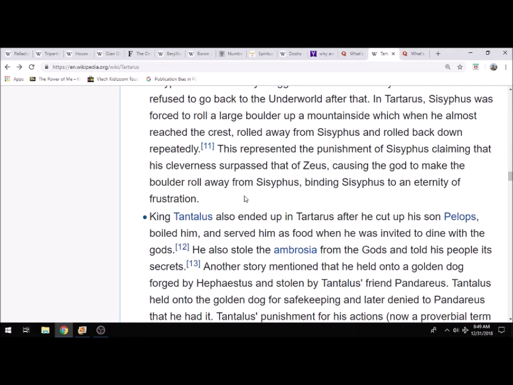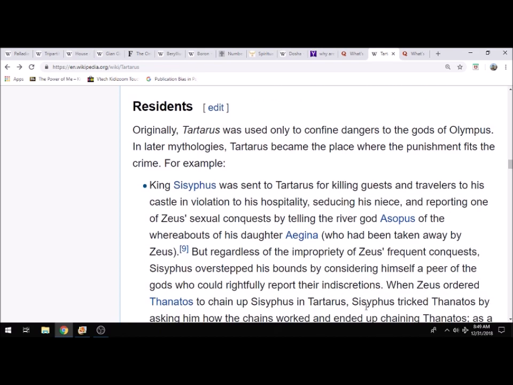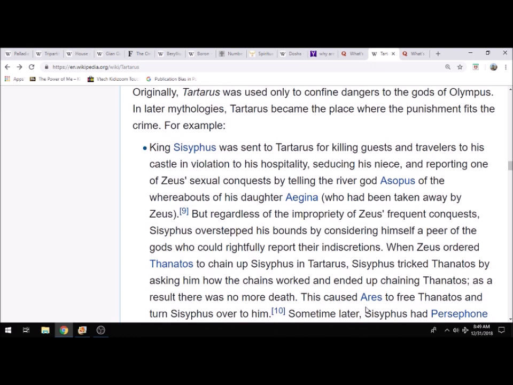Oh, we got Ambrosia coming in. Let's see. I scrolled ahead without even reading here. What was I going on about? Okay, where the punishment fits the crime. King Sisyphus was sent to Tartarus for killing guests and travelers to his castle in violation of hospitality, seducing his niece, and reporting one of Zeus's sexual conquests by telling the river god Asopus the whereabouts of his daughter Aegina, who had been taken away by Zeus. But regardless of the impropriety of Zeus's frequent conquests, Sisyphus overstepped his bounds by considering himself a peer of the gods who could rightfully report their indiscretions. When Zeus ordered Thanatos to chain up Sisyphus in Tartarus, Sisyphus tricked Thanatos by asking him how the chains worked and ended up chaining Thanatos. As a result, there was no more death.